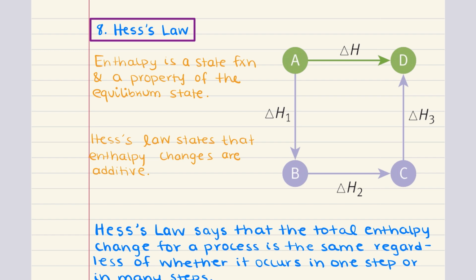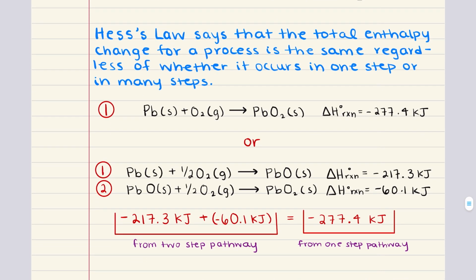So for example, let's consider the formation of lead-4 oxide from lead and oxygen gas. If lead reacts with sufficient oxygen, then this reaction could occur directly in one step, and the associated enthalpy change for this reaction is minus 277.4 kilojoules. Now, the same overall reaction could also be carried out in two steps by following a different pathway.